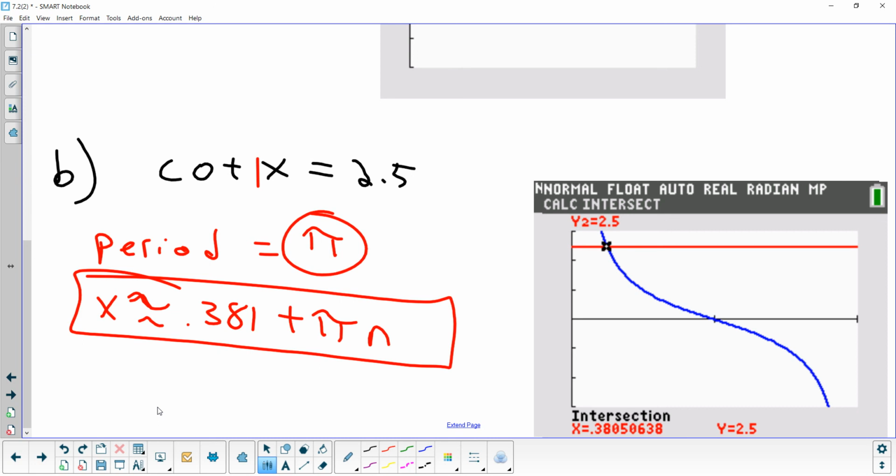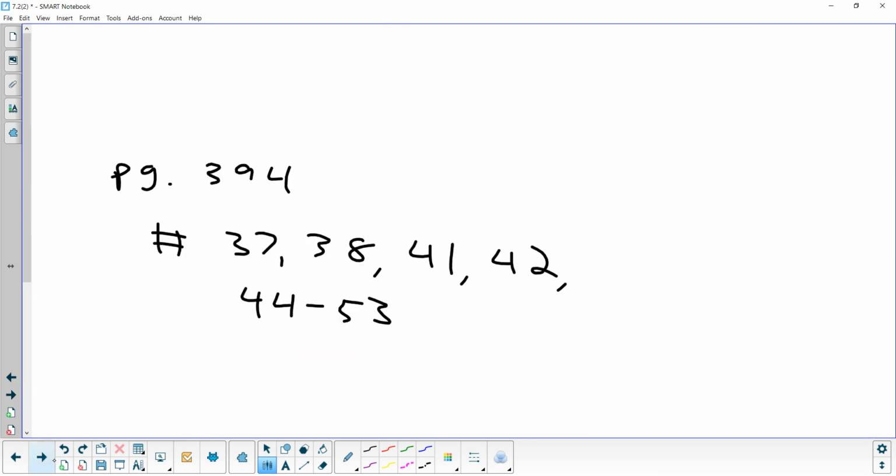Okay, we got a lot of time today. We usually don't have that much time. So let me put up the homework, and then we got about 20 minutes. Okay, so page 394. It's not that many: 37, 38, 41, 42, and 44 to 53.